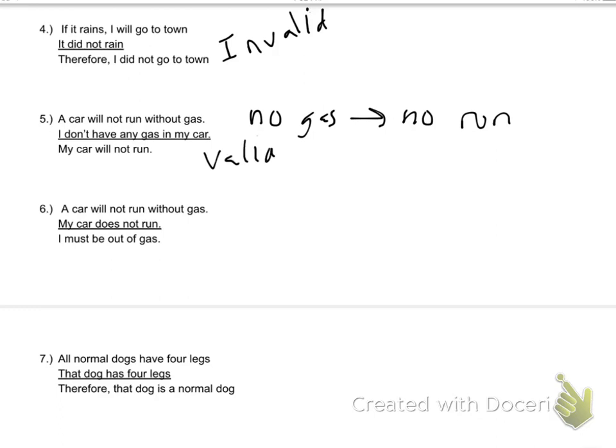Invalid. The next one puts me in the fact that my car's not running. Same premise. Well, it could be other things, couldn't it? Maybe your battery's dead. Maybe you didn't have your keys. So therefore, this is invalid.